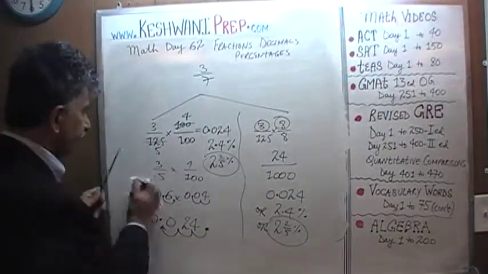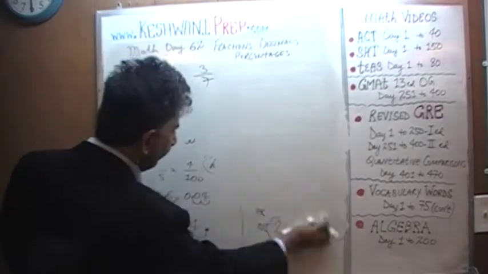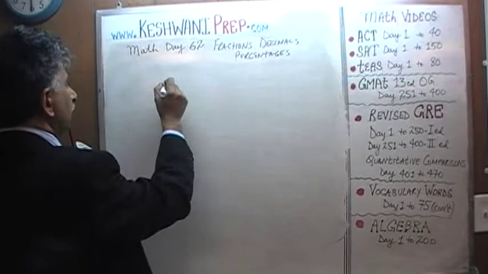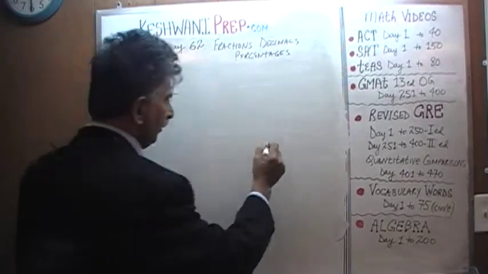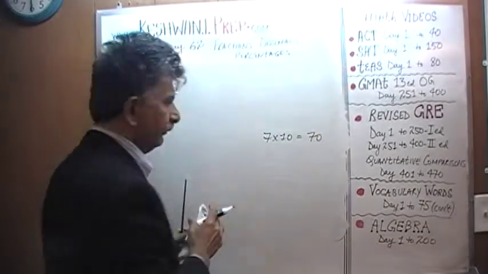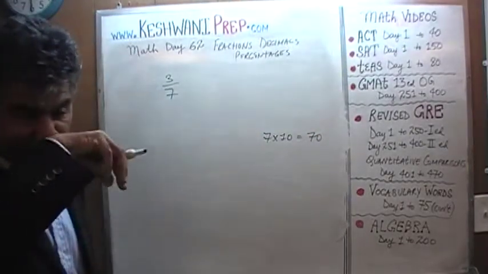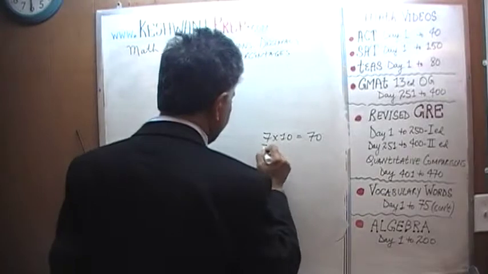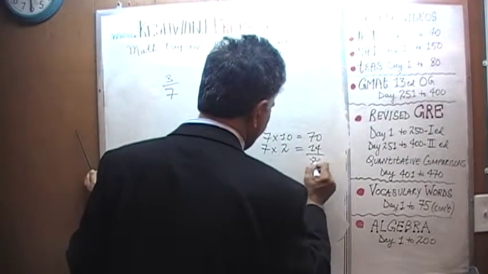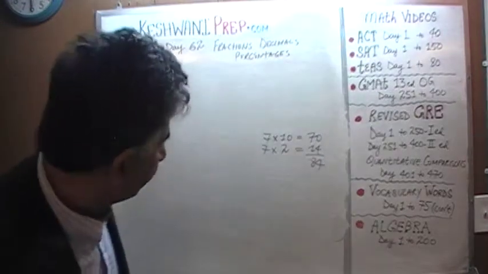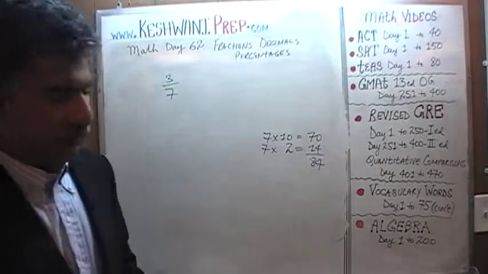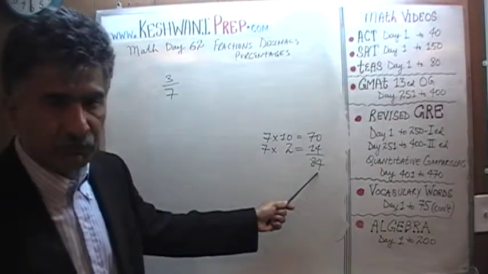So let's do that. 3/7 is what we have. Well, we know that if you have 10/7, that's 70. 70 is nowhere close to 100. Let's add 2 more 7s to it. So that's going to be 14. That's 84. 84 is still too far away from 100. If you were to add 1 more 7 to it, that's going to bring it up to 91.